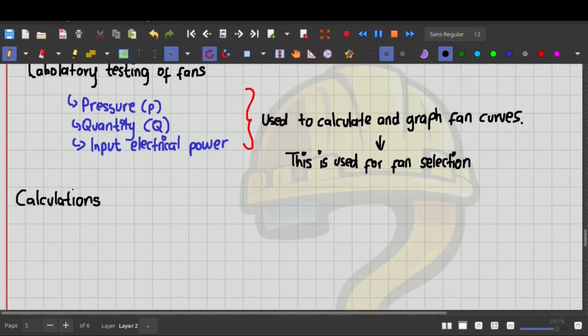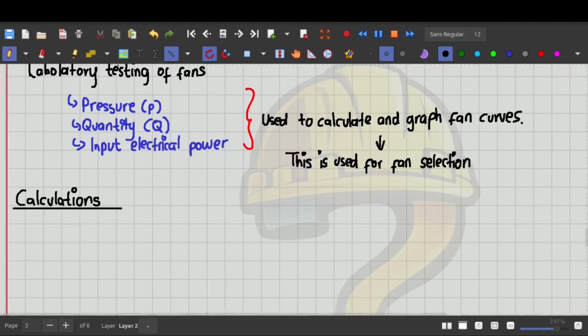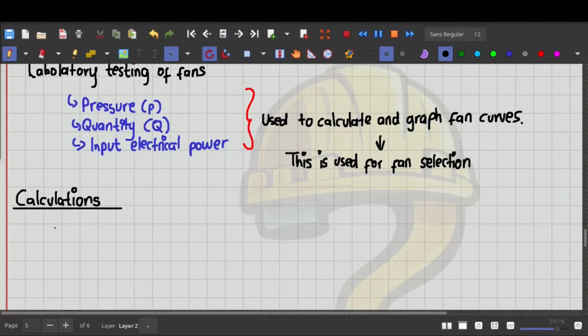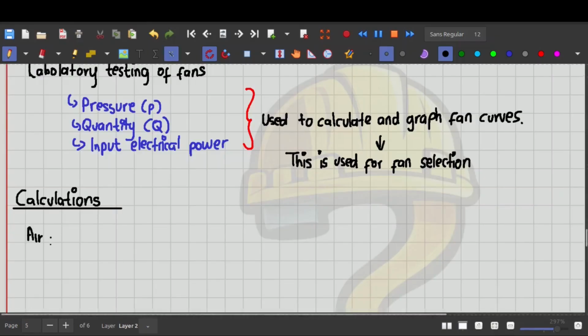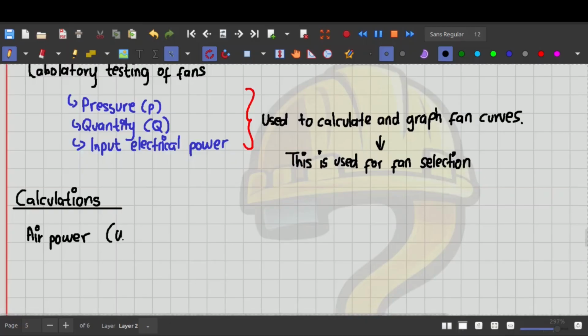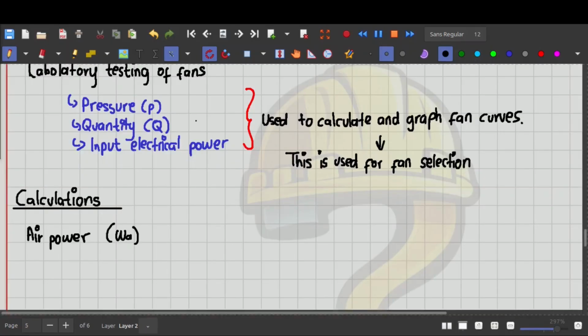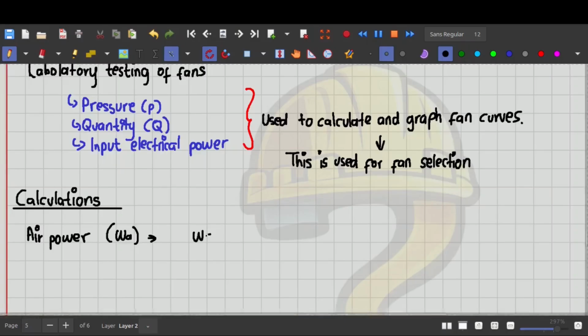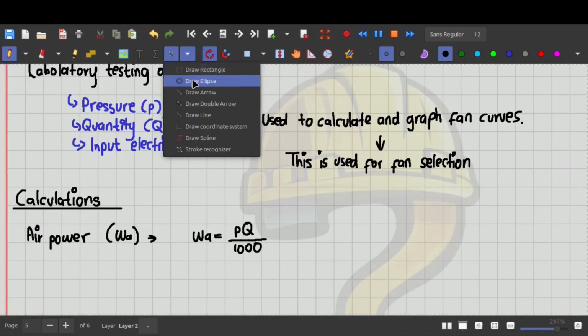Let's talk numbers now. Let's calculate. First of all, we need to determine whether the fan is using its power efficiently or not. We do this by calculating the air power delivered. Our air power, WA, is equal to PQ over 1,000. That's the equation that we use.